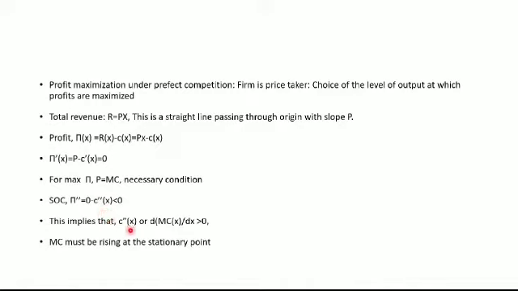Now, what is C double prime X? This is the derivative of marginal cost with respect to X. When X increases by a very small unit, by how much marginal cost changes, that will give you this C double prime X. So this should be greater than 0. That means the marginal cost must be rising at the stationary point. What is this stationary point? We mean the point of equilibrium here.